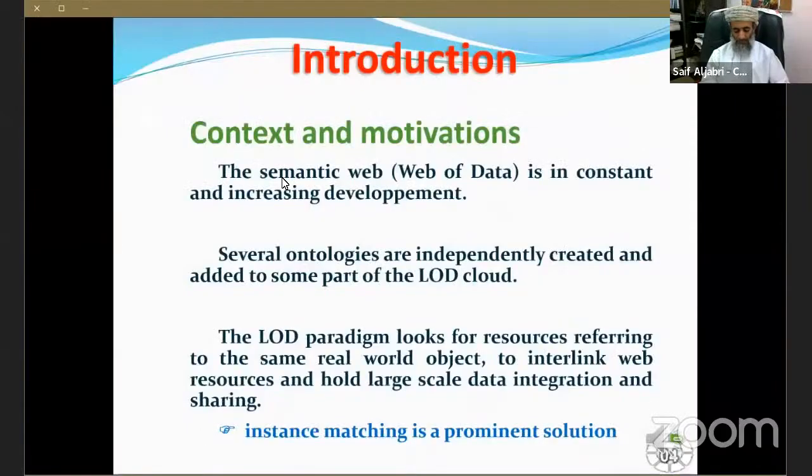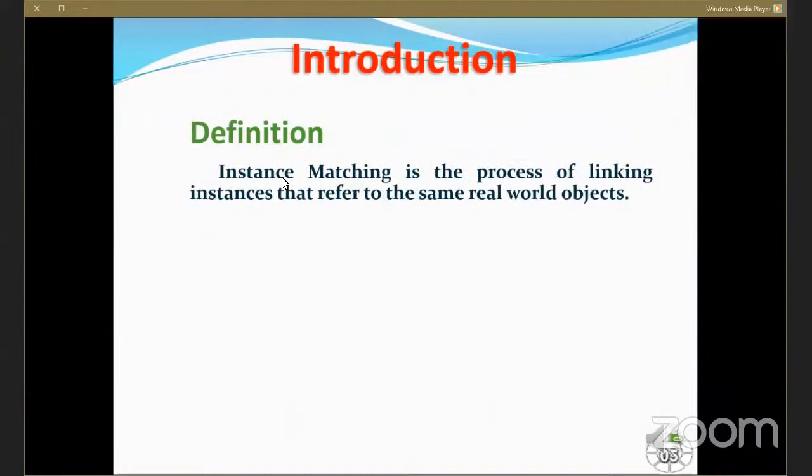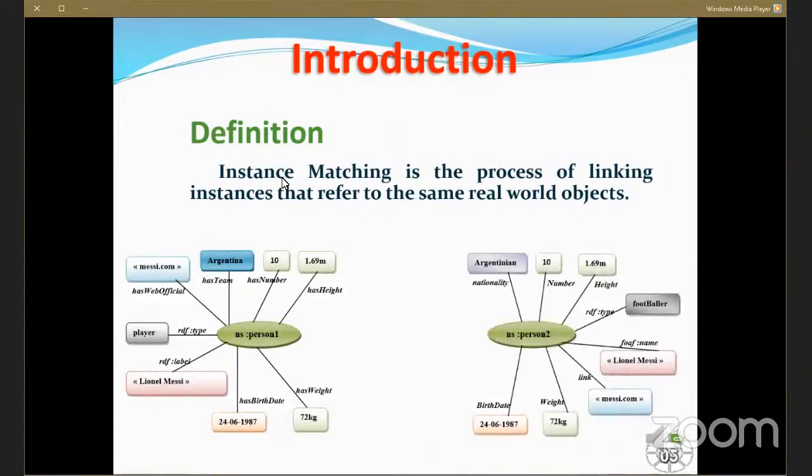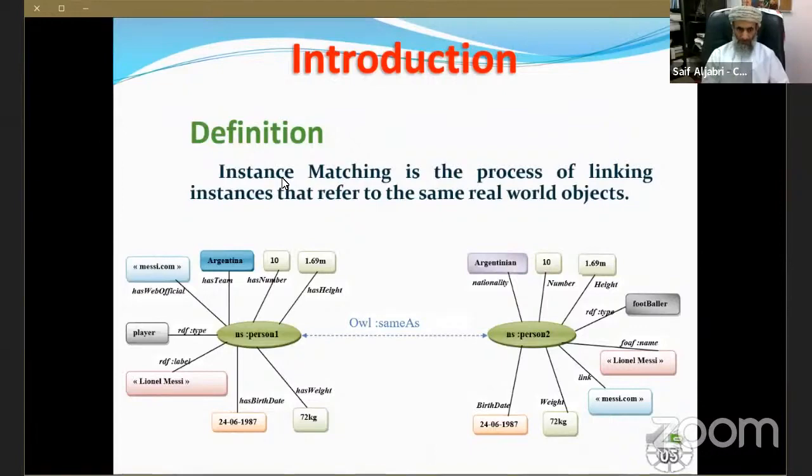is a promising solution. Instance matching is the process that discovers different descriptions of the same object and links them with an owl:sameAs link. For example, these are two different descriptions of the same person. The aim of the instance matching process is to detect that they refer to the same real-world object, who is the Argentinian footballer Messi, and links them with an owl:sameAs link.